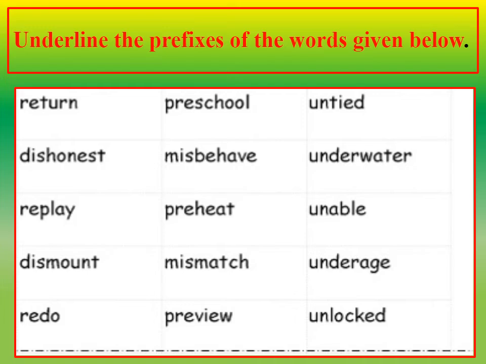Children, now let us solve some questions. Underline the prefixes of the words given below. Return, dishonest, replay, dismount, redo. Preschool, misbehave, preheat, mismatch, preview. Untied, underwater, unable, underage, unlocked. Children, I'll give you 2 minutes. Try to find out the correct answers within 2 minutes and then I will provide you with the correct answers.